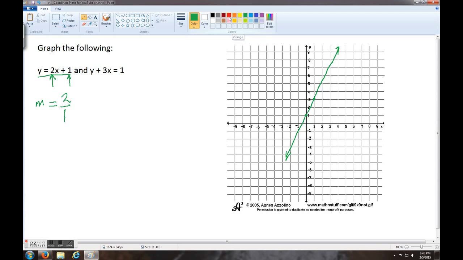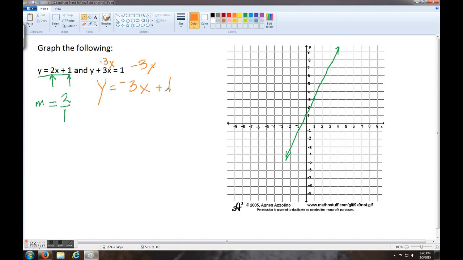My suggestion, what I would do, is turn it into y equals mx plus b form. Right now it's in standard form. We have both of the variables on one side, and we want to get y alone. To get y alone, we have to subtract 3x from this side, and 3x from this side. So when I do that, y equals negative 3x plus 1. Now we have it in our y equals mx plus b. That is an equal sign.